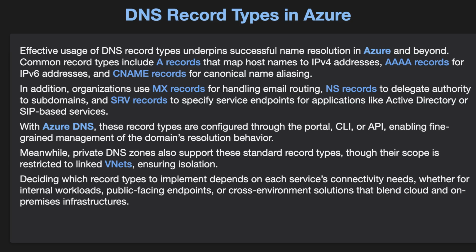With Azure DNS, these record types are configured through the portal, CLI, or API, enabling fine-grained management of the domain's resolution behavior. Meanwhile, private DNS zones also support these standard record types, though their scope is restricted to linked VNets, ensuring isolation. Deciding which record types to implement depends on each service's connectivity needs, whether for internal workloads, public-facing endpoints, or cross-environment solutions that blend cloud and on-premises infrastructures.